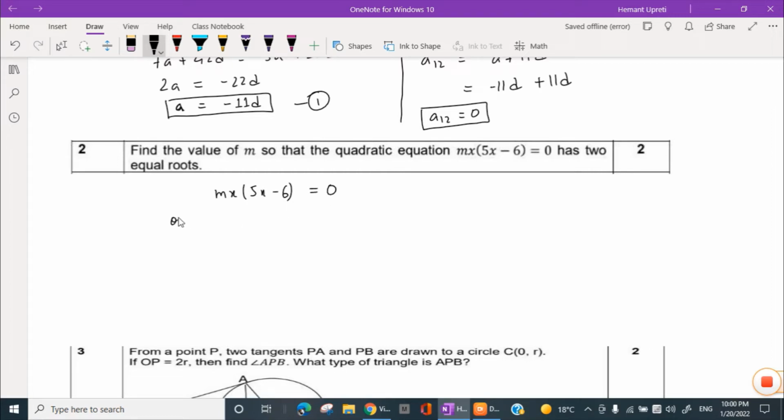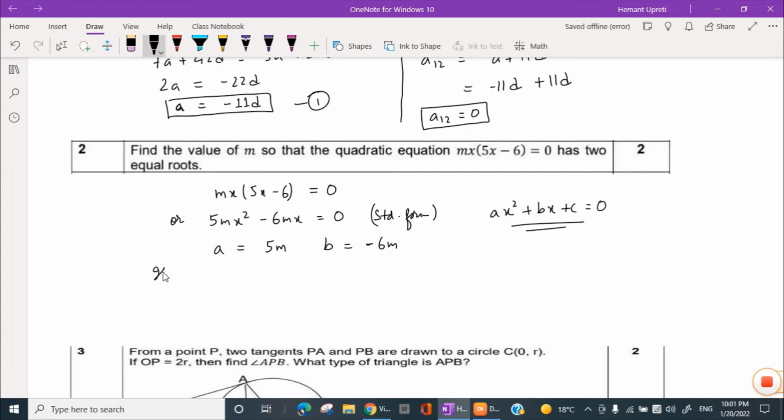So first of all, you write it out in the form of standard equation, isn't it? The standard form of a quadratic equation is ax square plus bx plus c is equal to 0, where a cannot be 0. So if I compare with standard form, I get a is equal to 5m and b is equal to minus 6m.